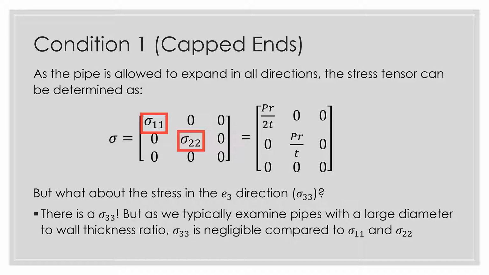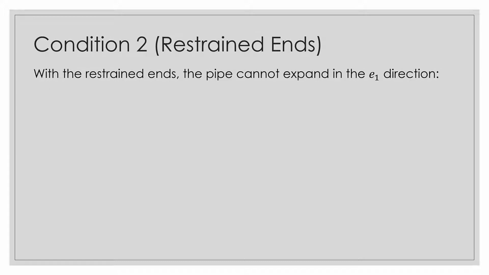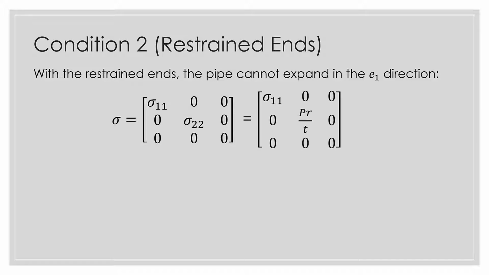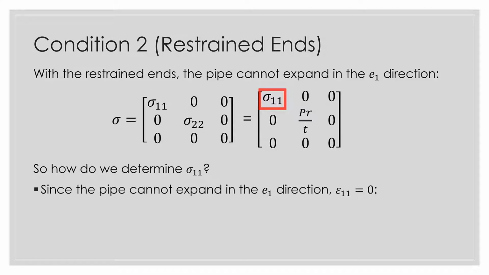But before we go into that assumption, let's look at condition number 2, which is restrained ends. So with restrained ends, the pipe cannot expand in that E1 direction. So if I'm looking at the stress tensor, which is going to be exactly the same as before, what I'll realize is I cannot calculate sigma 1,1. Sigma 2,2 is going to be fine because it follows the exact same procedure as before. But since the pipe cannot expand in that E1 direction, I don't know what sigma 1,1 is. So the question is, if I don't know sigma 1,1, how can I determine it? Well, what we're going to have to do is use the identity that if the pipe cannot expand in that E1 direction, it must have no strain in that direction. Therefore, the strain in E11 must be 0.